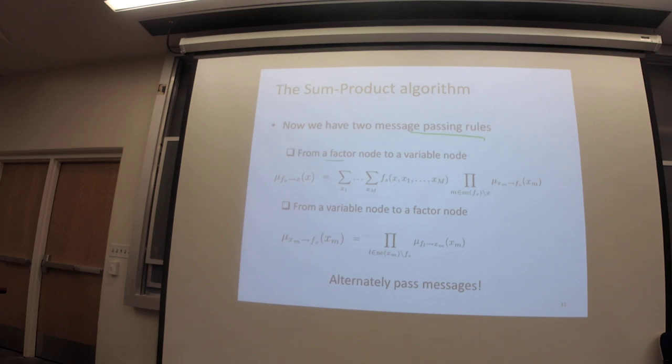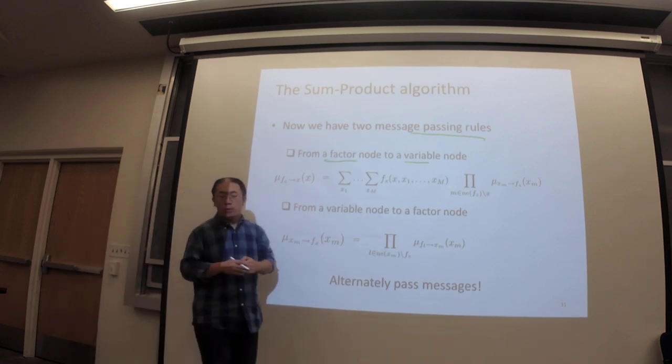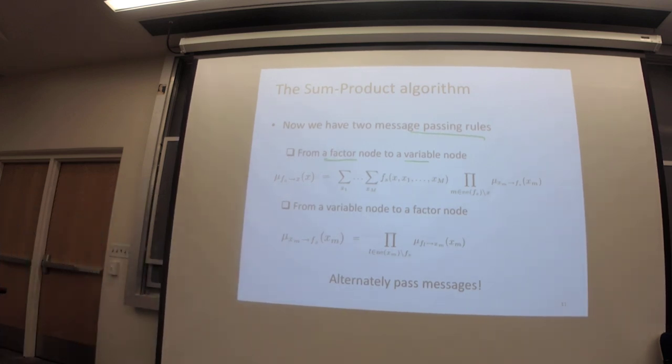So now we have two message passing rules. The first rule is how we calculate the message from a factor node to a variable node, which is a bit more complex, right? Basically, this is your factor, this is your variable. We know this factor can connect to multiple variables, right? So if you want the message from fs to x, you need to multiply your factor, which is across x and all the other variables, with all the messages from the other variables to fs, then sum over the other variables, x1 to xM. Then you end up with your message from factor node to variable.